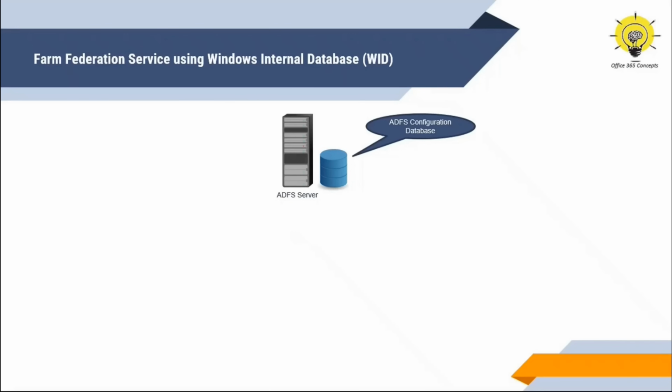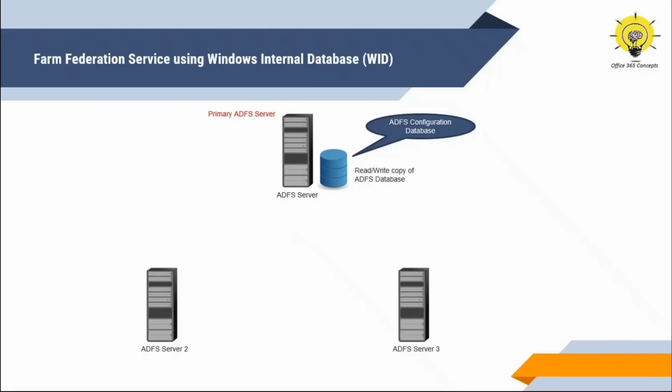Now the first ADFS server that you install within your farm is called the primary ADFS server. And the database that is installed for the primary ADFS server holds the read and write copy of the database. If you add another ADFS server within your farm, that ADFS server will be named as secondary ADFS server. And this server will hold a read-only copy of the database.